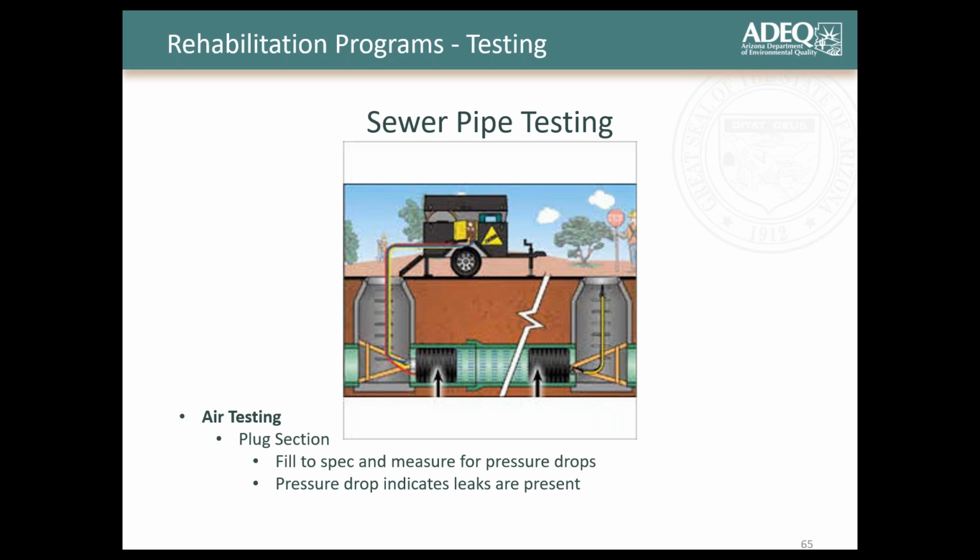You plug a section up, you fill it up to whatever your spec says is your appropriate air pressure. You fill that area up, and you start measuring pressure drops. If any pressure drop in that area, and usually different agencies, at least in California, have different standards, right? And some of you guys may know a little bit more about the Arizona standards, if there's more of a universal standard in Arizona.